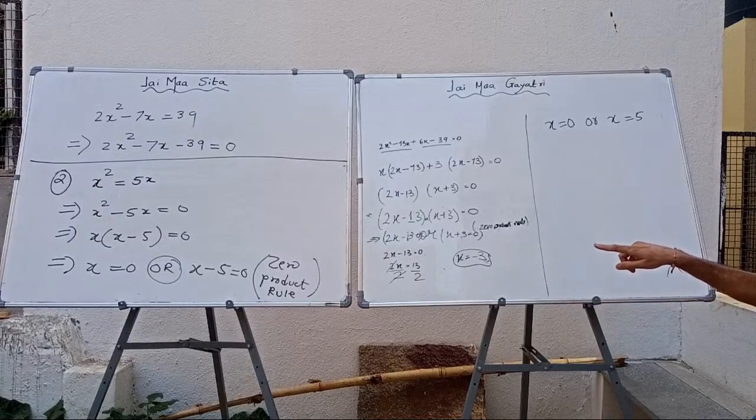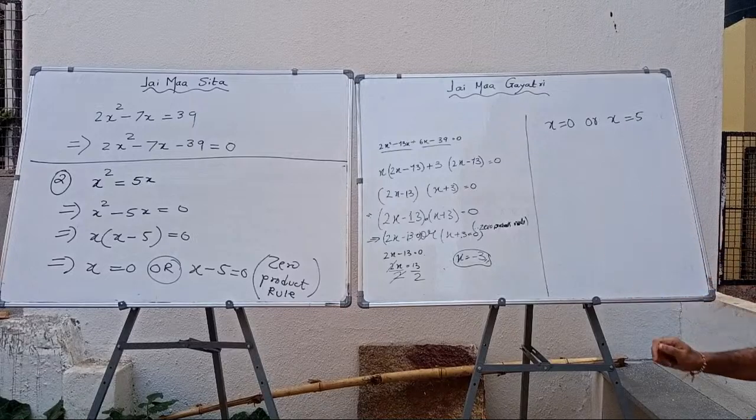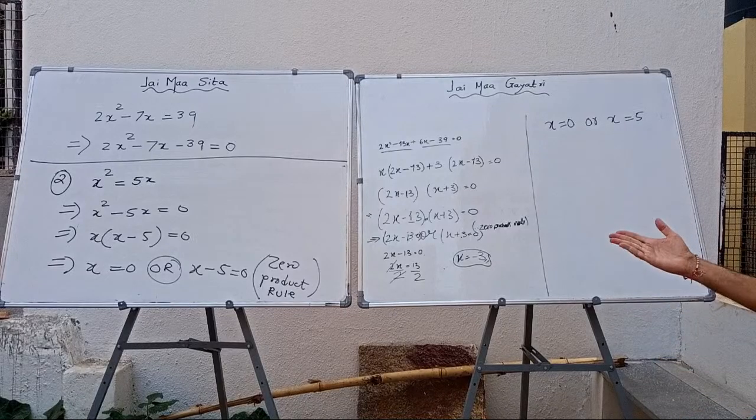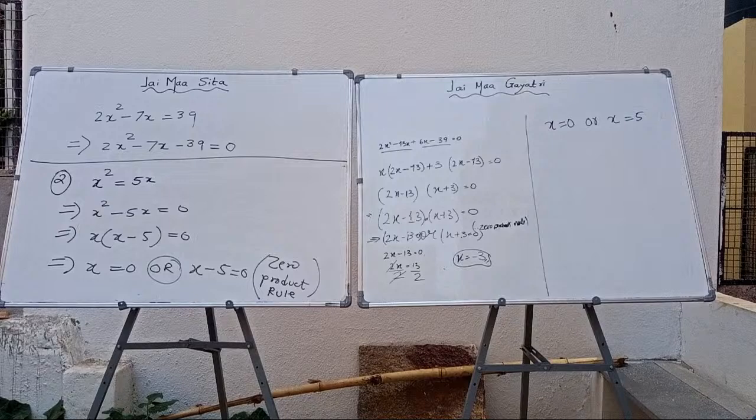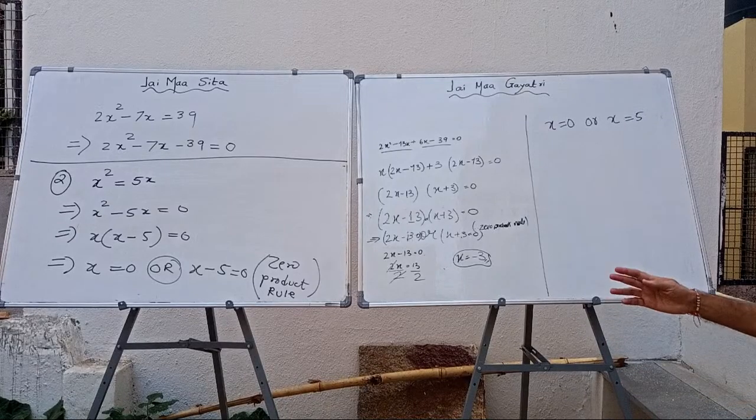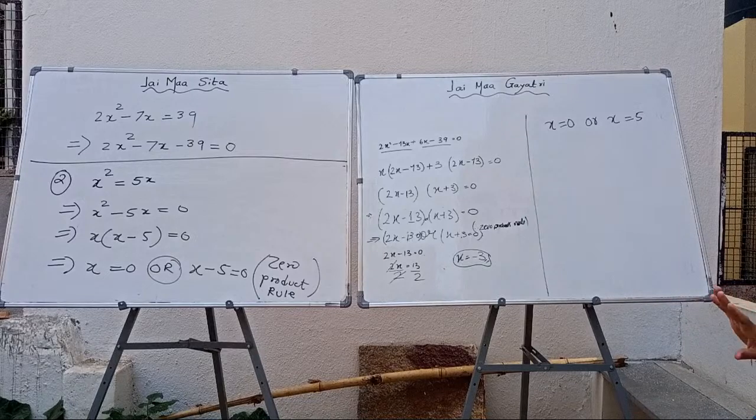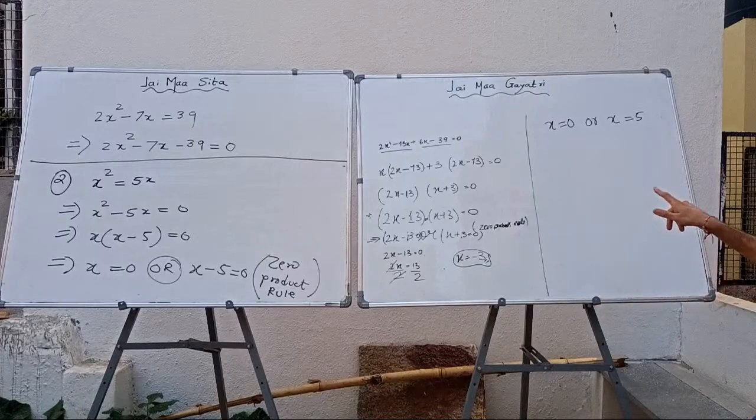Now look at the second problem. You understood this? X square is equal to 5x. So you bring 5x to the other side. You understood that, right? And then you take x common. So now it is multiplication of x and x minus 5. There its product is 0. So either x has to be 0 or x minus 5 has to be 0, which means x has to be 5 or 0. Done?